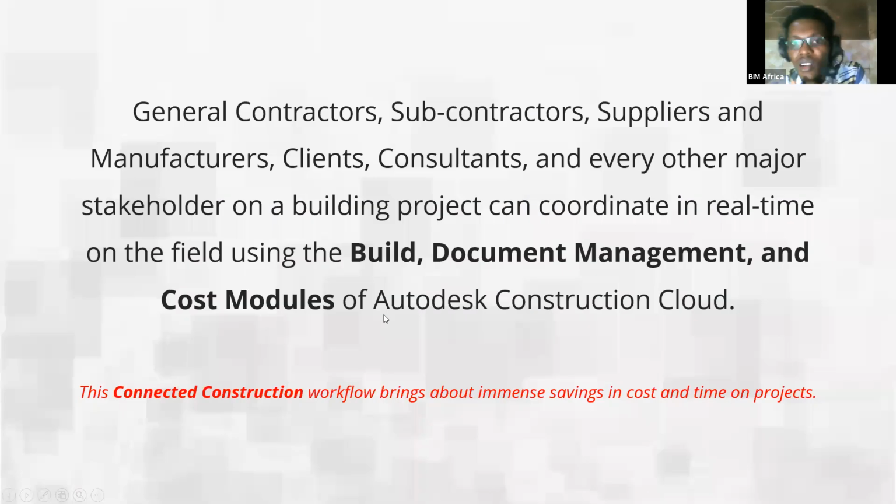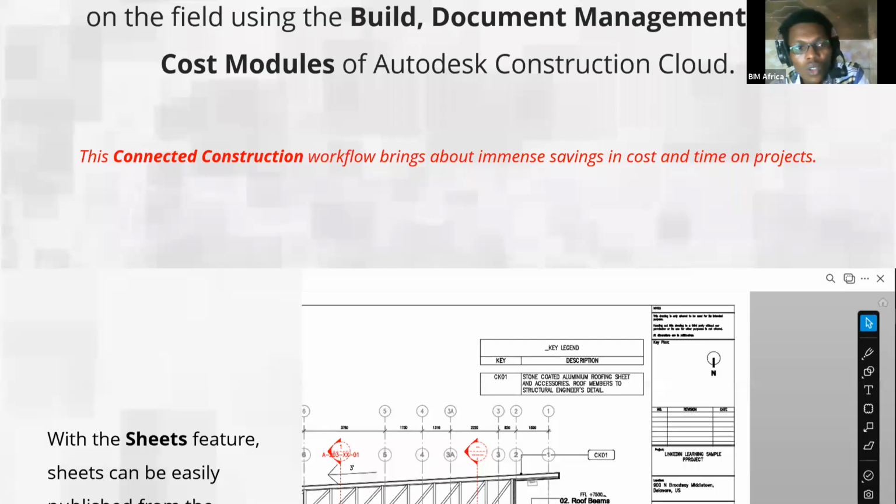So the truth is that general contractors, subcontractors, suppliers, manufacturers, clients, consultants, and every other major stakeholder on a building project can coordinate in real time on the field. So this is now during construction. They can coordinate in real time on the field using the Build, Document Management, and Cost modules of Autodesk Construction Cloud. So this is now 3 other modules as well: the Document Management, the Build, and the Cost module. This connected construction workflow helps to bring about immense savings in cost and time on projects during the construction stage. So I'll just run through some of these features.